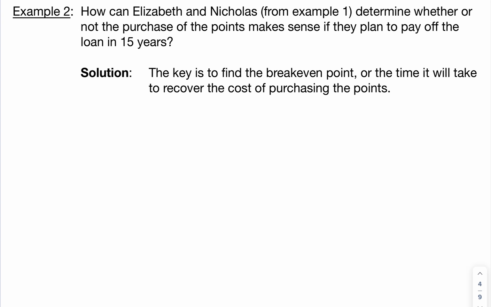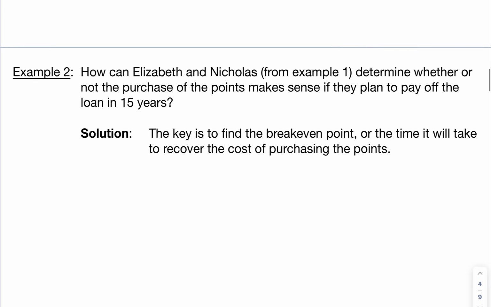All right, so let's go ahead and take a look at example 2. So continuing on with example 1, the question here is, how can the couple, Elizabeth and Nicholas, determine whether or not the purchase of those points makes sense if they plan to pay off the loan in 15 years? Okay, now here's the solution. The key in this example is to find what's called the break-even point, or the time it will take to recover the cost of purchasing those points. Okay, so the first thing we need to do is calculate what the monthly mortgage payment would be without purchasing those points.